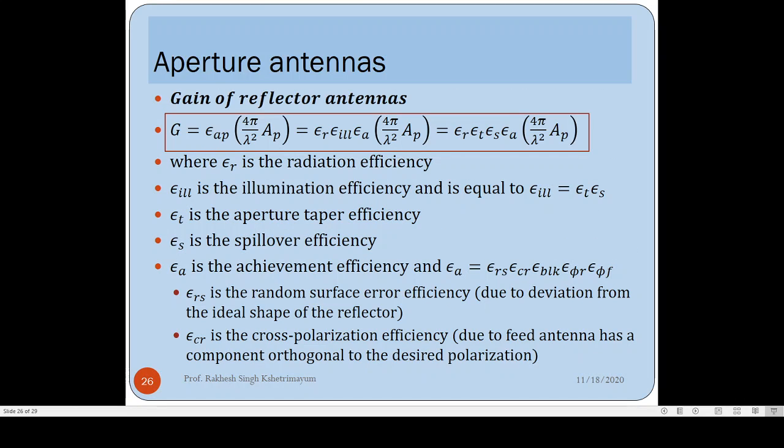So the main efficiency we need to worry about for the gain of a reflector antenna is the illumination efficiency, and it is composed of two terms. One is the taper efficiency, and another is the spillover efficiency. You have come across the aperture taper efficiency. Due to the cosine taper, there is a loss in the gain of the reflector antenna, similar to that of the open-ended waveguide, or let's say horn antenna. Taper efficiency is very clear to you, but spillover efficiency is a new efficiency we'll be considering.